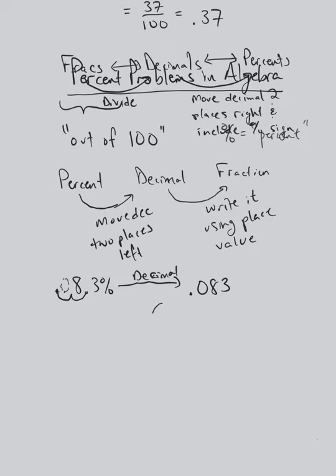Now if I want to get its fractional form, the key thing is you've got to think place value. You've got to remember what these numbers mean. This is the tenths place. This is the hundredths place. This is the thousandths place. So I have 83 over the thousandths, so 83 over 1,000. And if you could reduce it, you would. This one doesn't reduce. So that's just quick review.